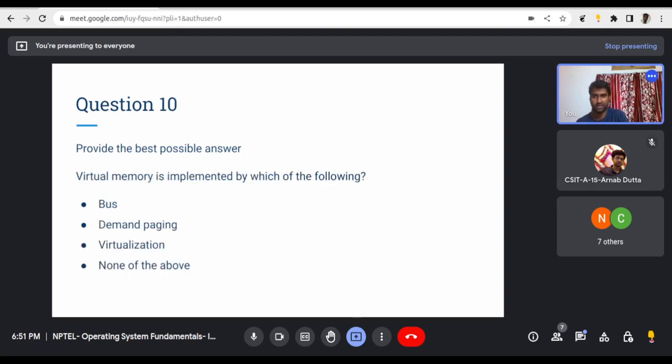Let's get to the next question. Virtual memory is implemented by which of the following: bus, demand paging, virtualization, or none of the above? Anyone would like to contribute?